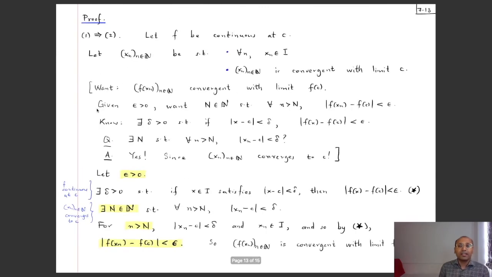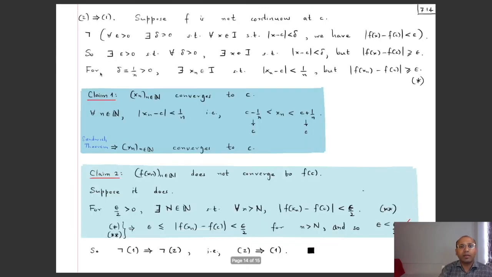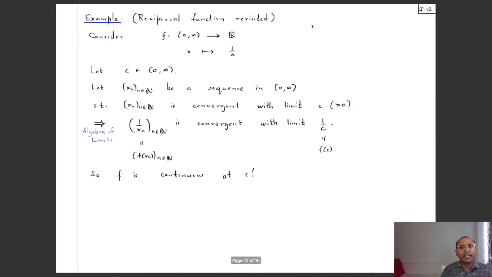So to prove that 2 implies 1, instead I will show the contrapositive. I'll show that if it is not the case that 1 holds, then it's not the case that 2 holds. That's the same as showing that 2 implies 1. So I'll prove the contrapositive of 2 implies 1. I'll assume that not 1 holds, so I'll assume that the function is not continuous at c, and I'll show that the second statement does not hold. What does the second statement say?